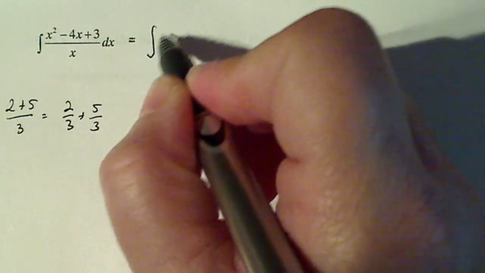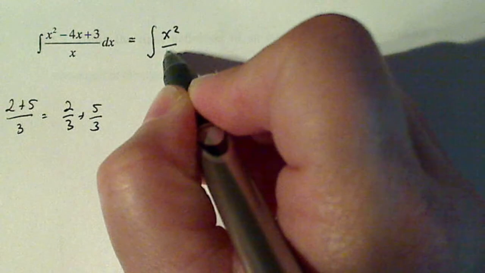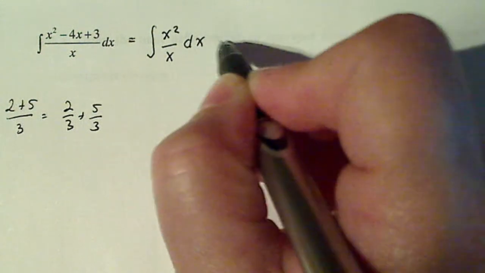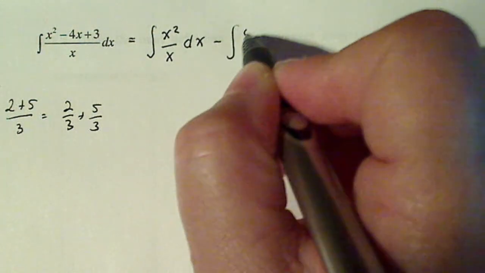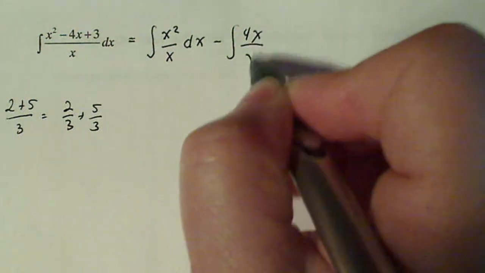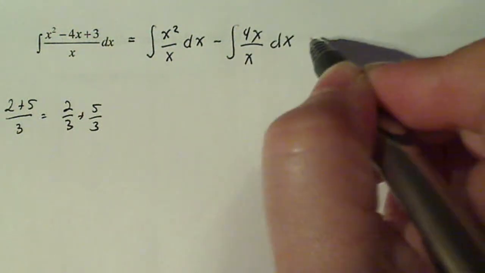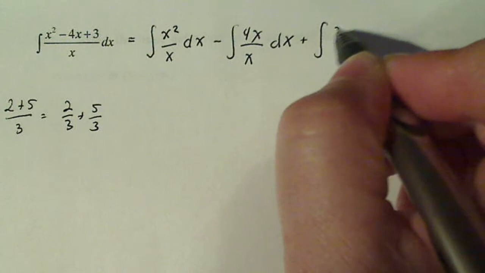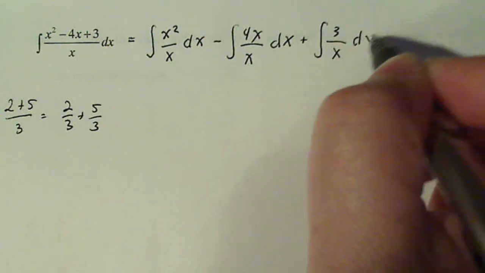So I'm going to integrate x squared over x dx minus the integral of 4x over x dx plus the integral of 3 over x dx.